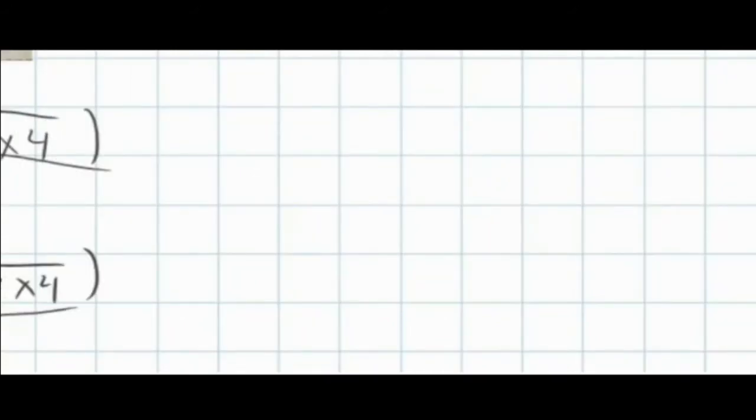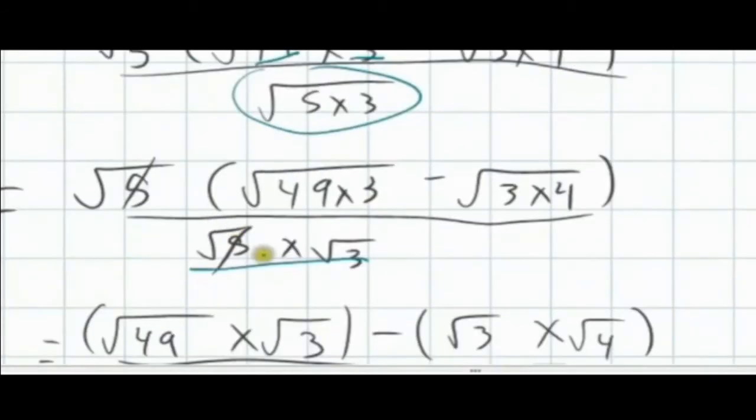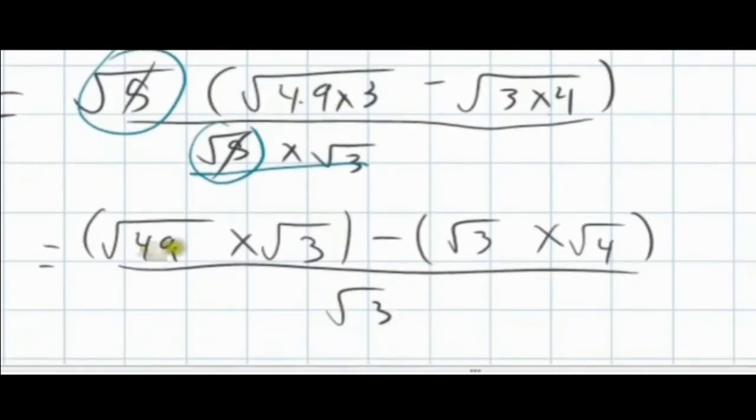Because remember that when you're taking the square root of a product, you can split apart that product. You can say that that's equal to the square root of 5 times the square root of 3. That's perfectly okay. Once I did that, I could cancel these two. So now I'm done with the square root of 5, and it's a little bit easier. So then I did the same thing with this and this.